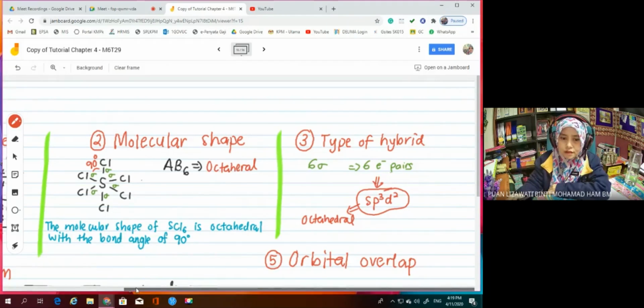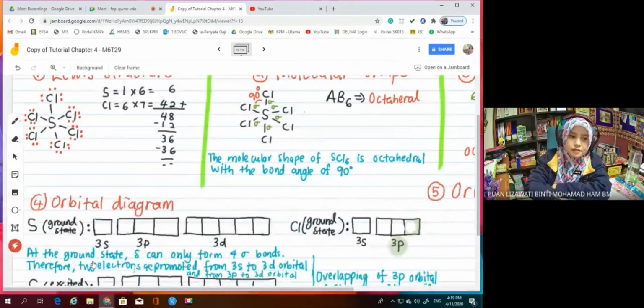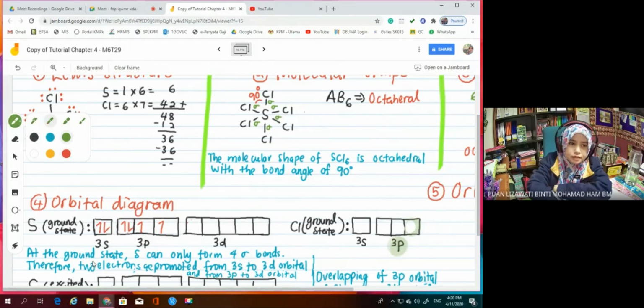Now we move to the orbital diagram. At the ground state, sulfur has 6 valence electrons. At the ground state, sulfur has 2 paired electrons and 2 single electrons, meaning that at the ground state, sulfur will form 2 sigma bonds. Referring back to the molecular shape, SCl6 molecule forms 6 sigma bonds. So therefore, it needs another 4 single electrons.